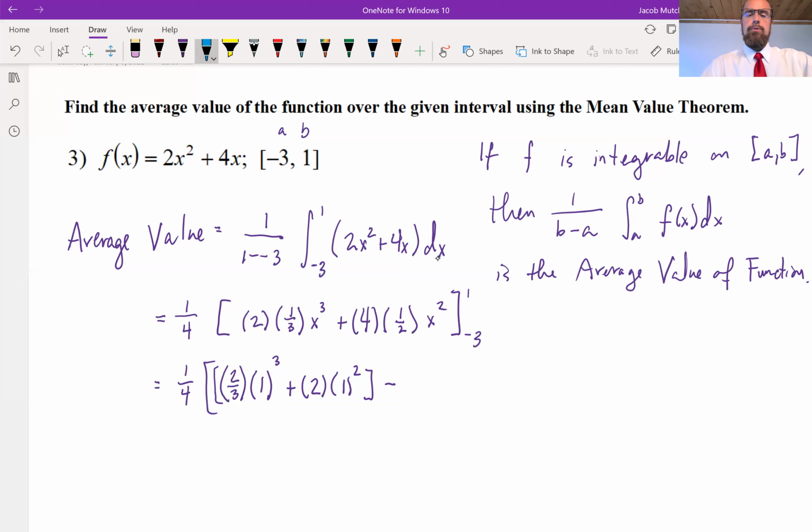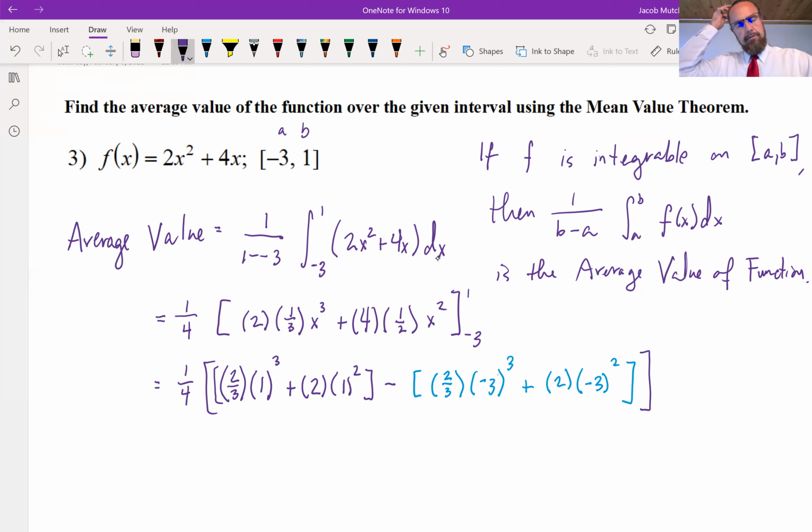of integration substituted in. So this is now going to be 2/3 times -3 to the power of 3 plus 2 times -3 to the power of 2. And that's ready for us to now evaluate. We're down to just numbers. We just need to simplify.